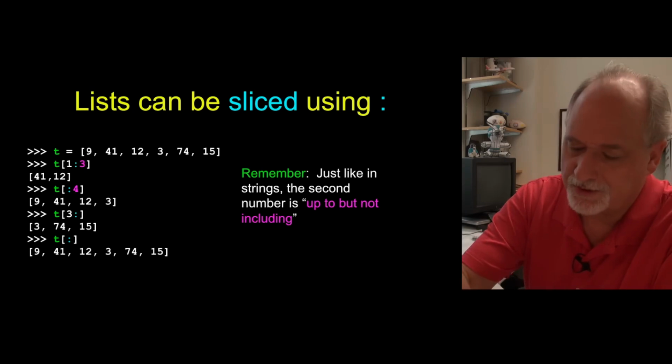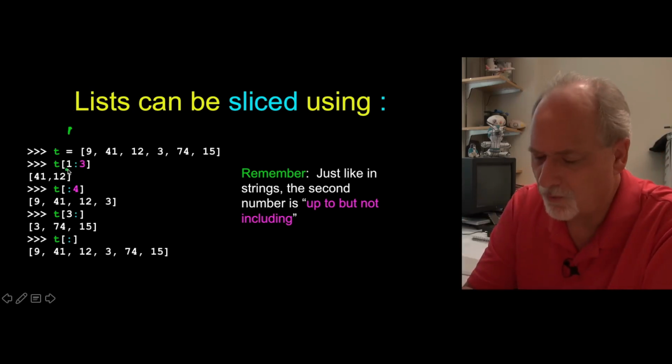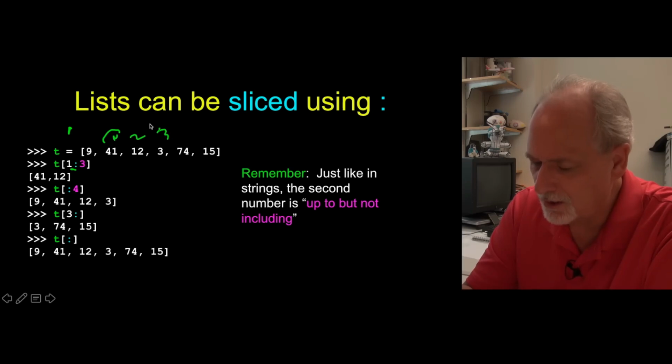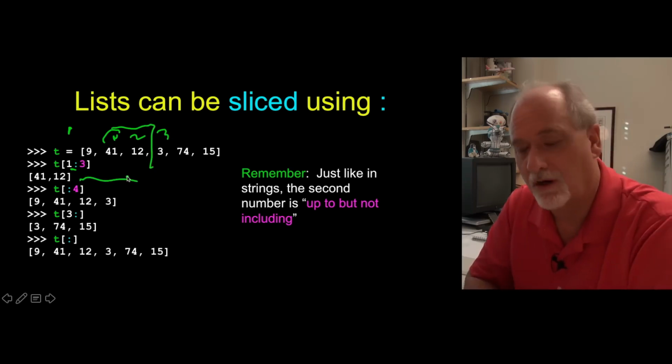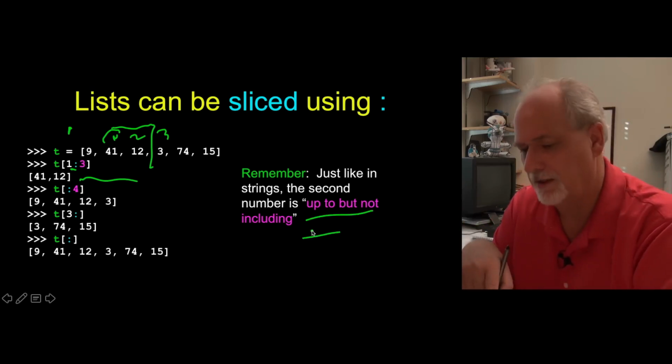So, of course, it's a little tricky. The first number is the starting position. They start at 0. So it's the 0 position, the 1 position. Start at 1, right? But go up to, but not including 3. There's 1, 2, 3. So this goes up to, but not including 3. And that's why we get 41, 12 out of that. So up to but not including. I'll just say that over and over and over again.